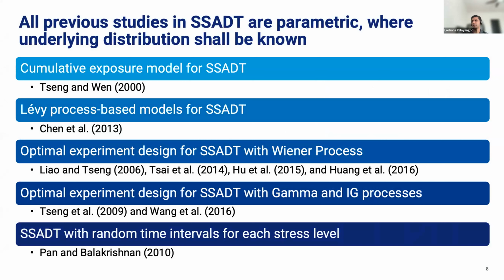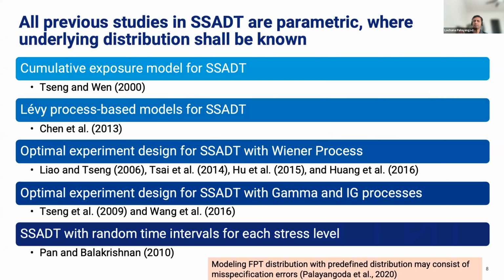These kinds of experiments have been very popular in the literature, and a lot of studies have been done. One of the problems in the current studies is that they use a predefined distribution, like the normal distribution for the Wiener process or the gamma distribution for the gamma process. So what we are proposing is to overcome that, because of these misspecification errors I mentioned again and again, which also apply to these models in the literature.